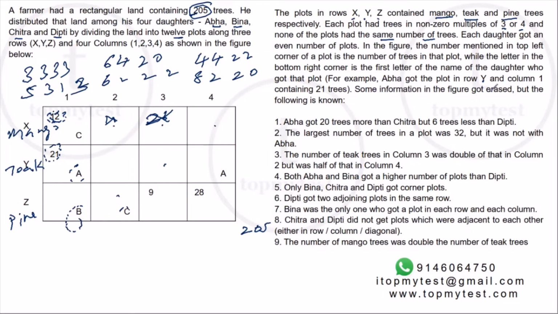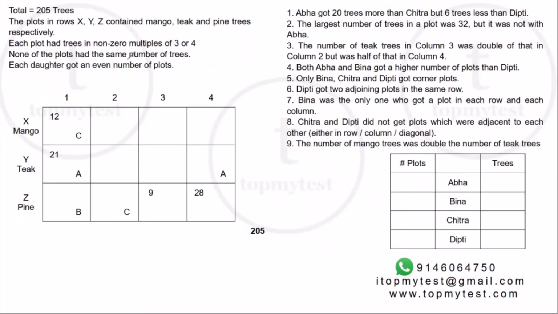Some information in the figure got erased, but the following is known. So we have some other information as such. Okay, so let's consolidate what we have as of now and then try to apply each of these conditions. So I have written this down, what we just said. You have mango, teak, pine, total of 205. We will also track the number of trees, and all the plots are even numbers, right? We'll look at the trees also a little later.